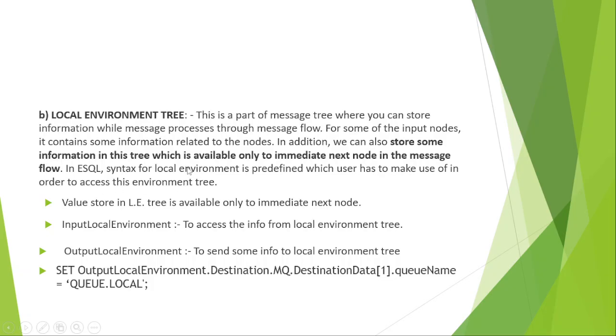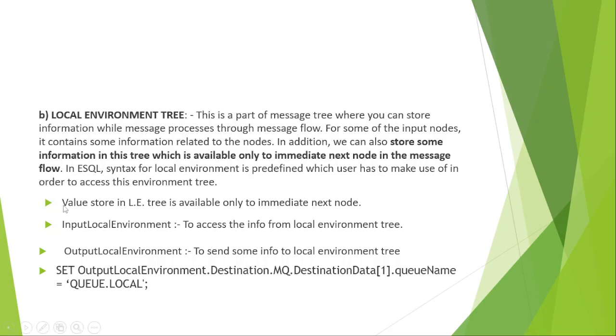So in the local environment, one point is more important. The environment tree is used to store some information which is available only to the immediate next node in the message flow. So if you are storing some information in the local environment tree, it will not be available throughout the message flow. It will only be available to the immediate next node. That is the first point you need to remember.